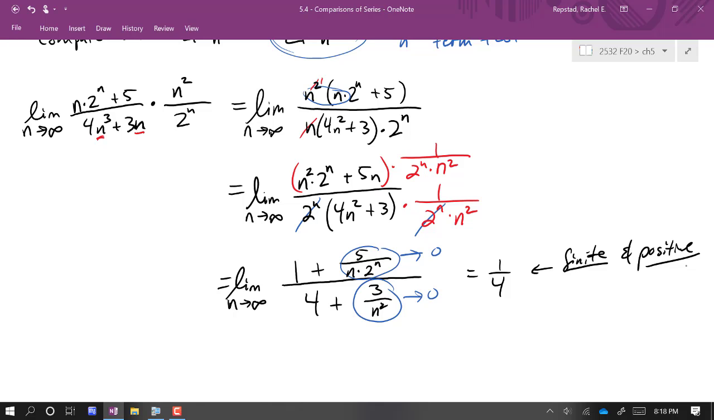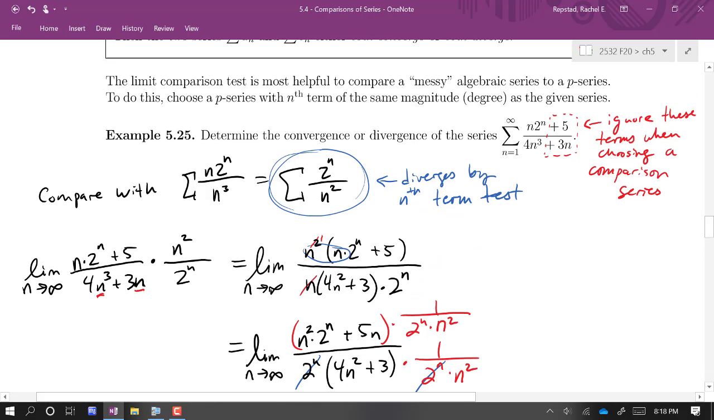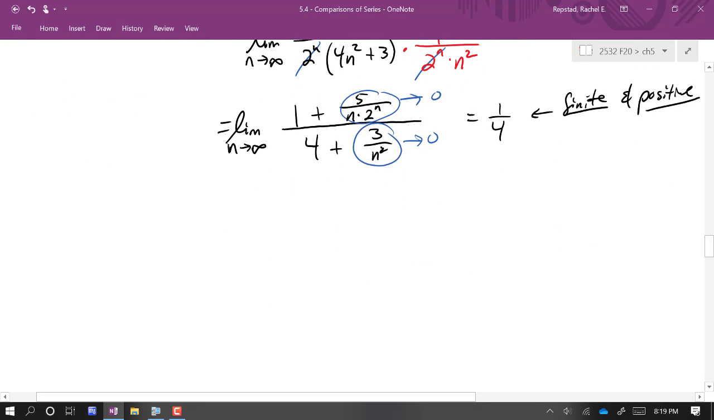That's what allows us to conclude that our series that they gave us must do the same thing that our comparison series does, and our comparison series diverged. So that means that our series diverges as well.